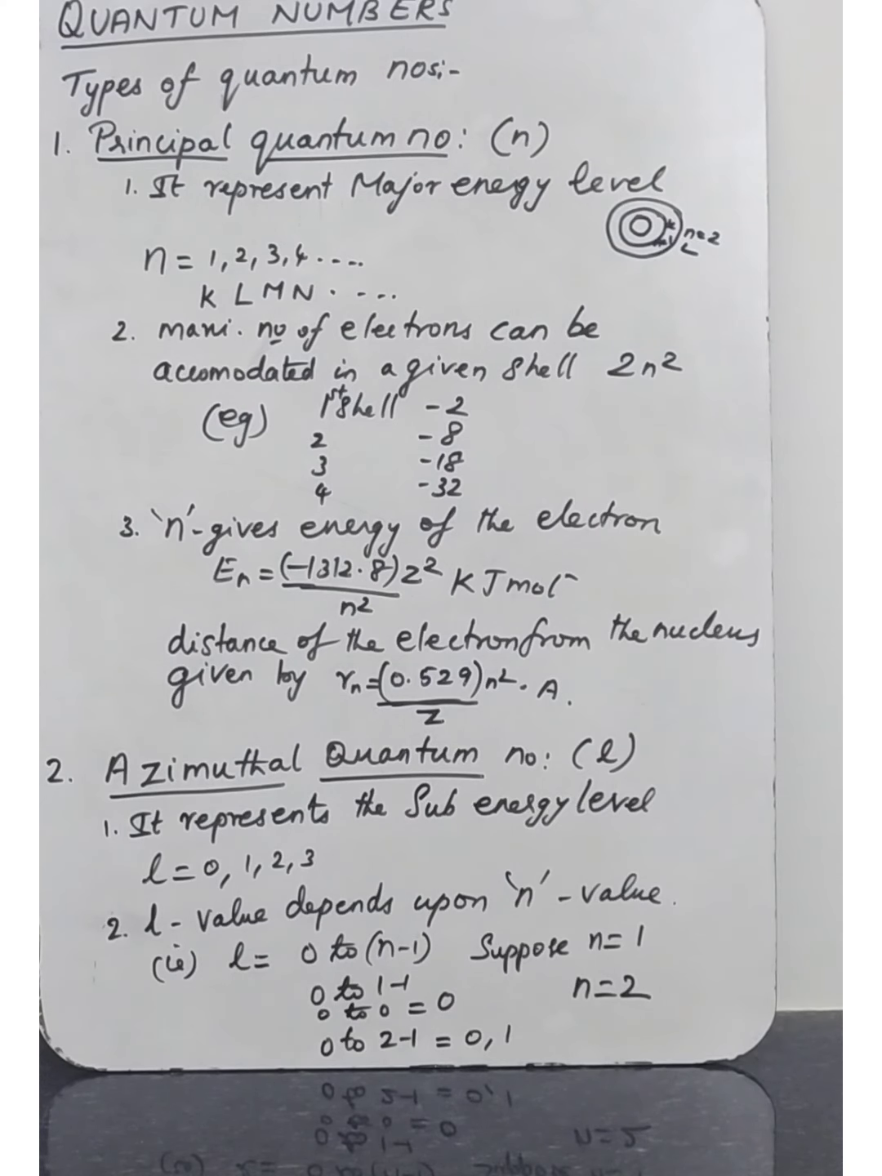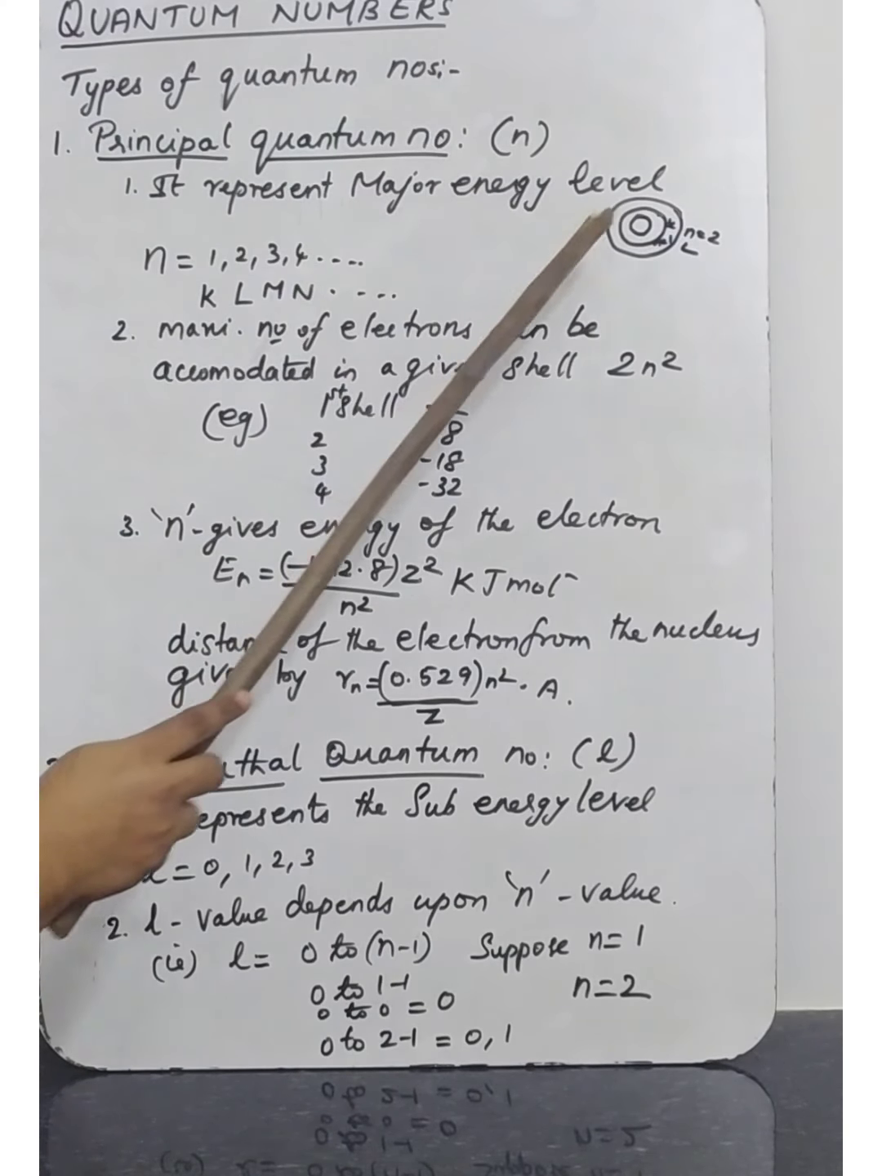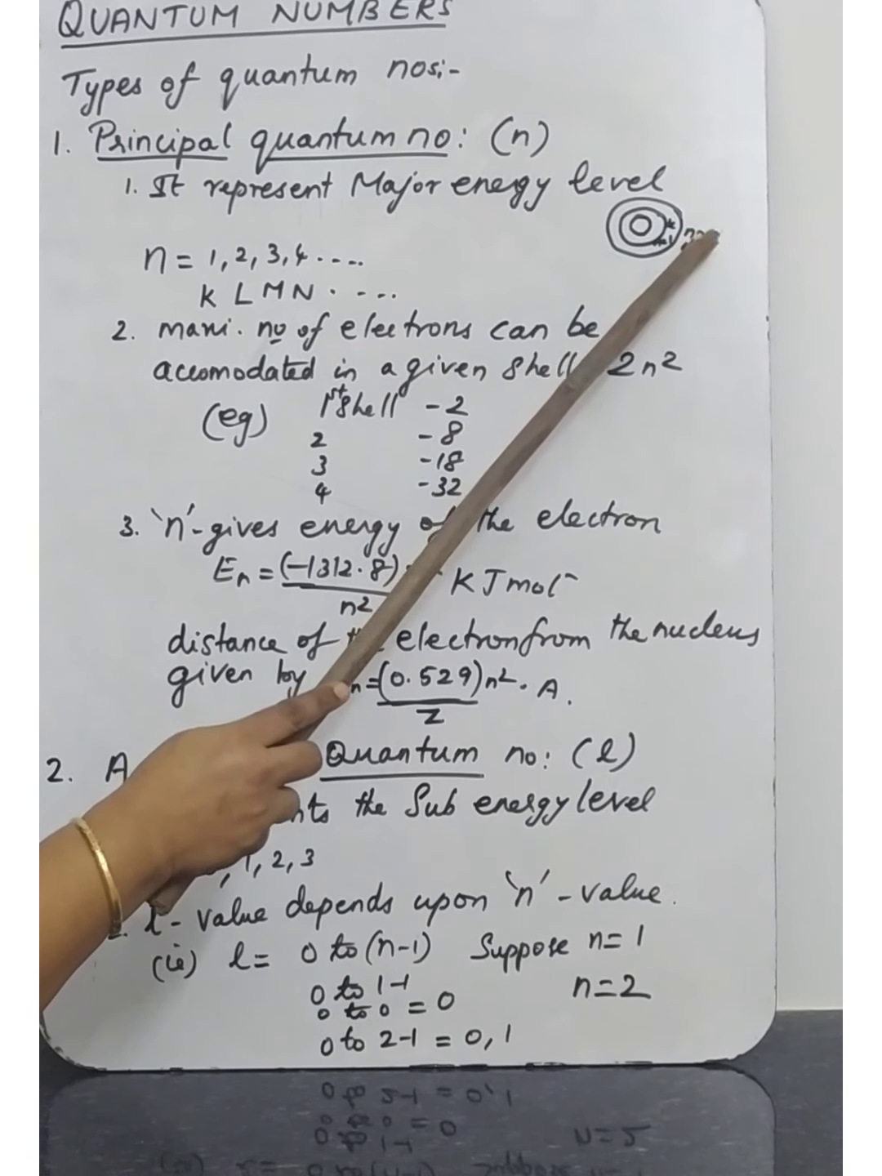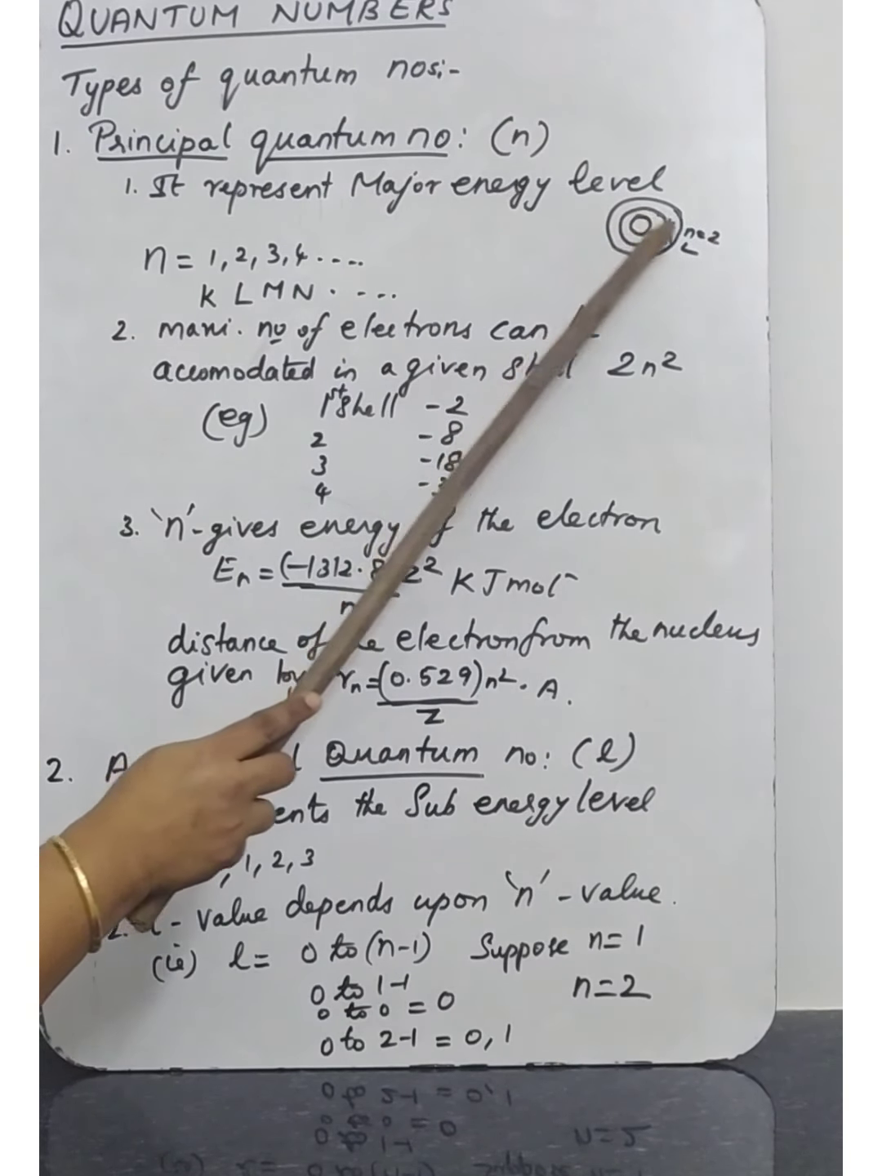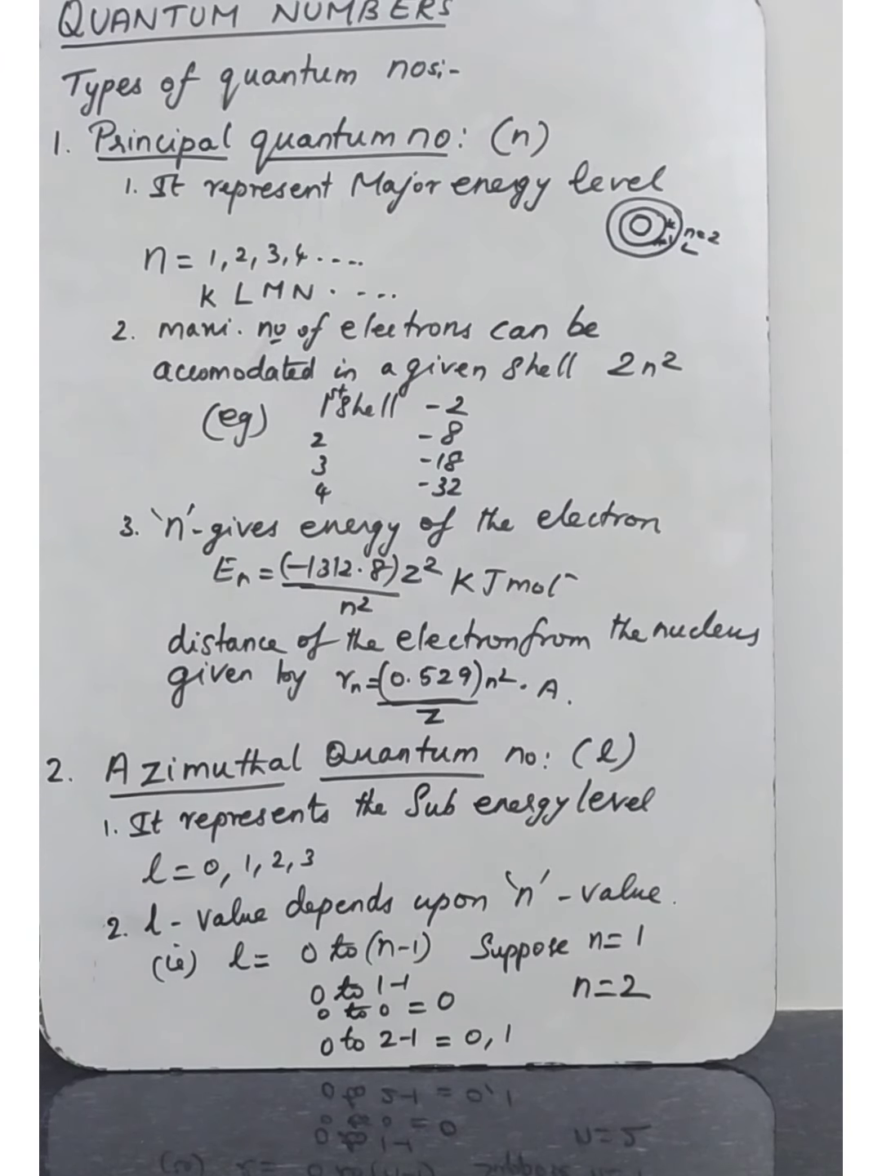Okay. So next one, the maximum number of electrons that can be accommodated in a given shell is given by the formula 2n squared. And n gives the energy of the electron. That is given by the formula minus 1312.8 divided by n square into z square kilojoule per mole. And the distance of the electron from the nucleus is given by the formula: radius r, from the center part of the nucleus to the electron. So Rn is equal to 0.529 divided by z into n square into a.